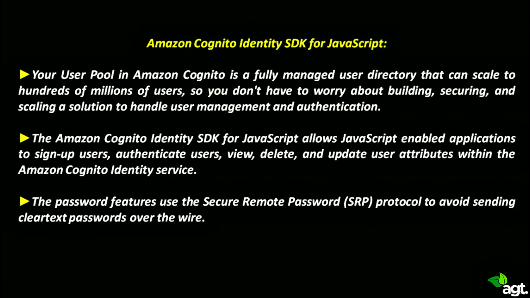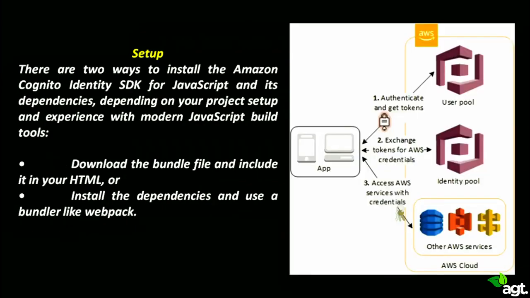The Amazon Cognito Identity SDK for JavaScript allows JavaScript enabled applications to sign up users and authenticate users, and view, delete and update user attributes within the Amazon Cognito Identity service. Other functionality includes password changes for authenticated users and initiating and completing the forgot password flow for unauthenticated users. Your users will benefit from a number of security features including SMS-based multi-factor authentication and account verification via phone or email. The password features use the secure remote password protocol to avoid sending clear text passwords over the wire. So how to set up?